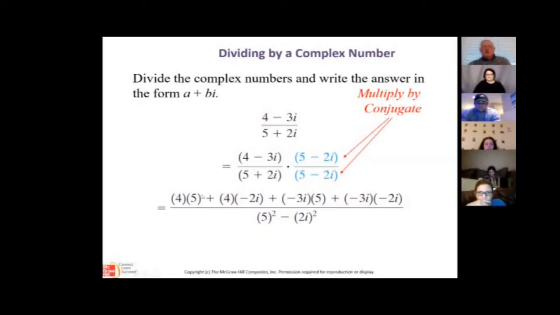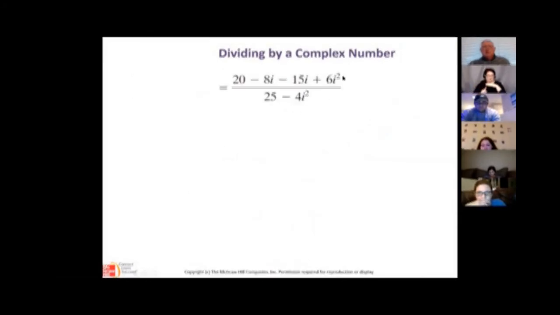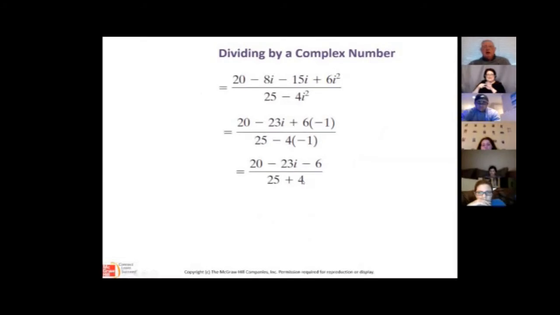Here are the terms when you FOIL or distribute the numerator. We'll go ahead and simplify those a little bit. We've got an i squared that'll have to be converted there, and one that'll have to be converted here. So we're going to do that on these. Replace them with a -1, resulting in these values. Now we can combine the 20 and the -6. We can combine the 25 and 4.